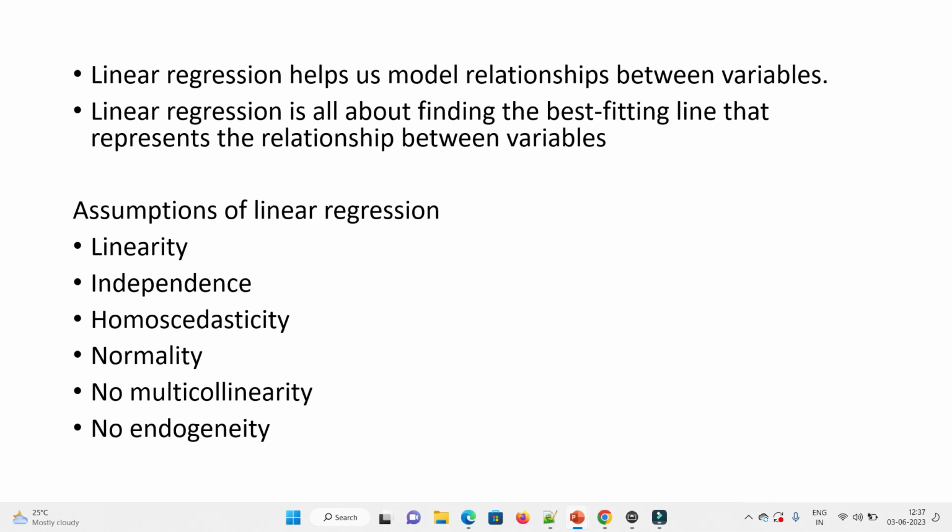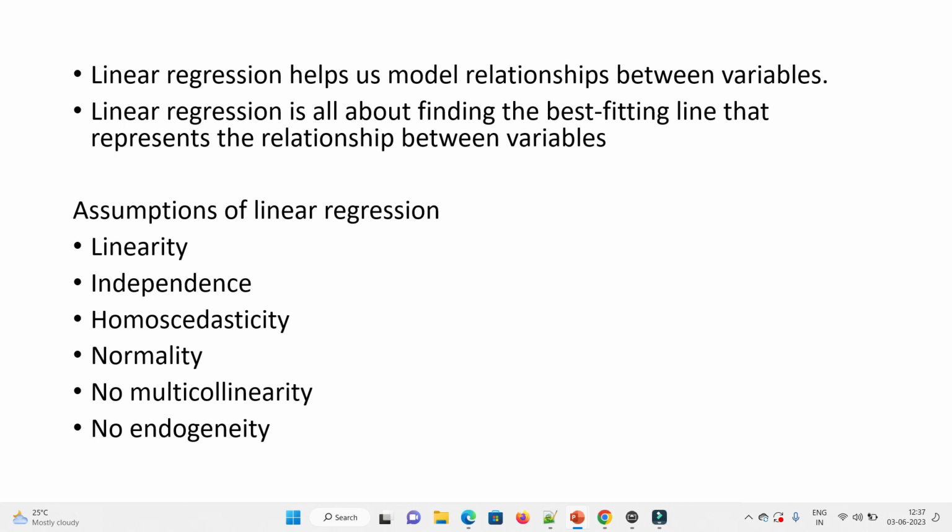It's like finding the thread that weaves the story of our data together. But hold on, before we dive into details, we need to understand the assumptions underlying linear regression. These assumptions act as guiding principles, ensuring the accuracy and reliability of our models. Linear regression makes several key assumptions to ensure the accuracy and reliability of the model. The assumptions are important to consider when applying linear regression to real world data. Let's explore the main assumptions of linear regression.